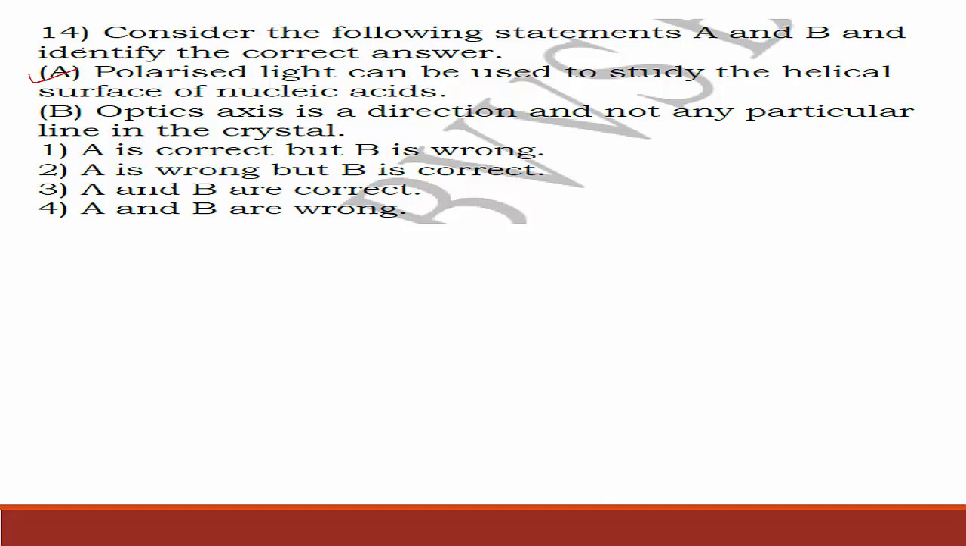Now come to statement B. What does it state? Optic axis is a direction and not any particular line in the crystal. See here, an optical axis is a line along which there is some degree of rotational symmetry in an optical system. Thus, it is a particular direction and not any random line. So statement B is also correct. A and B are correct, so you can observe the third option is right.